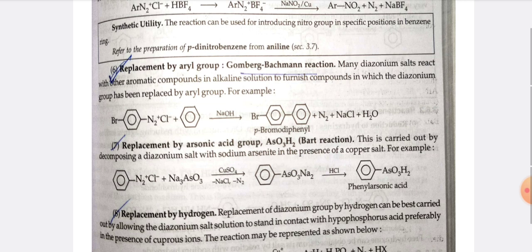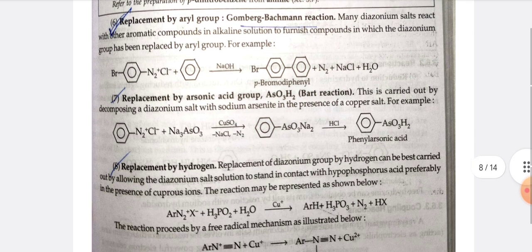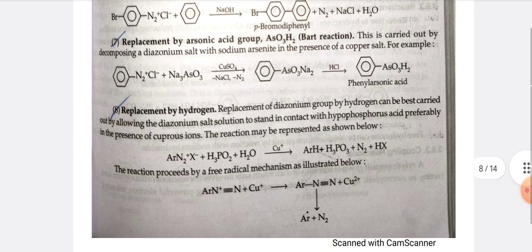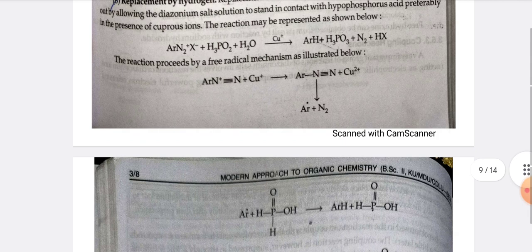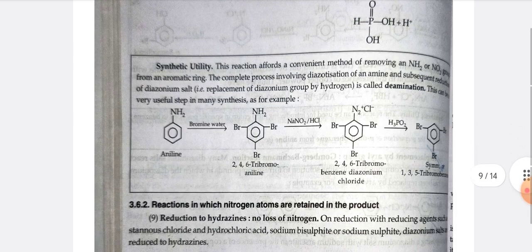The next is replacement by arsonic acid group, AsO3H2, which is the Bart reaction. This is carried out by decomposition of diazonium salt with sodium arsenite in the presence of copper salt. And the next is replacement by hydrogen. Replacement of diazonium group by hydrogen can be best carried out by allowing the diazonium salt solution to stand in contact with hypophosphorous acid, preferably in the presence of cuprous ions. The reaction may be represented as shown below. Synthetic utility. This reaction affords a convenient method for removing NH2 or NO2 group from an aromatic ring.